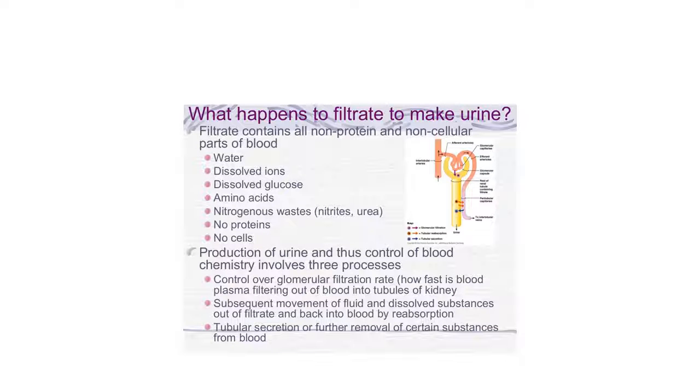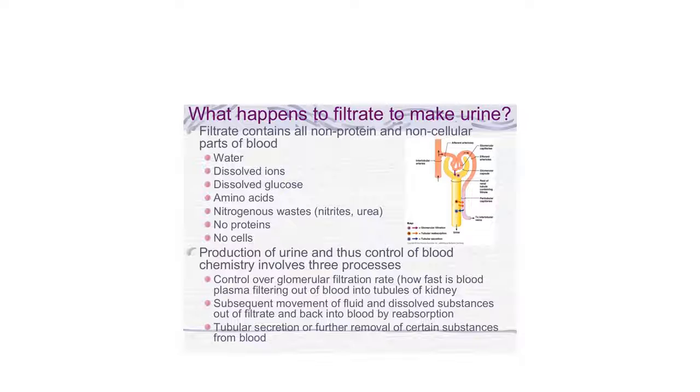Okay, now this sort of expands a little bit on what we have already learned about making urine. So what happens to the filtrate to make urine? Filtrate is something that simply squeezes through these filtration slits into the capsule of the renal corpuscle. Right? So it's a fluid. Then what happens to it? It contains water, dissolved ions, dissolved glucose, amino acids, nitrogenous wastes, nitrites, urea, also ammonia. It has no proteins and no cells.